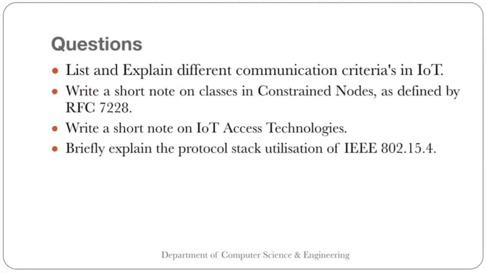Then what kind of questions can be asked on this particular topic? List and explain the different communication criteria in IoT. Then write a short note on classes of constrained nodes as defined by RFC 7228. Just now we have seen there are class 0, class 1, class 2. Write a short note on IoT access technology.